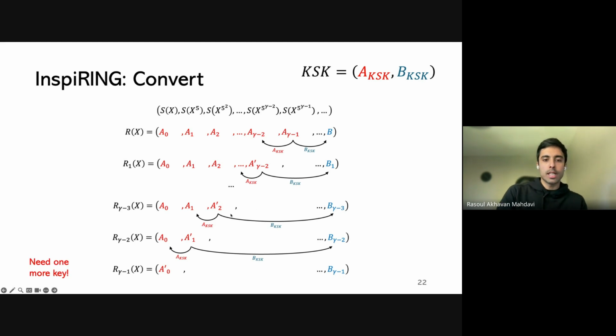The other thing to note is that I showed here how to use one key, but this procedure only gets you down to 2 A components. So at the end, you'll need one other key to convert those two A components back into one. So yeah.